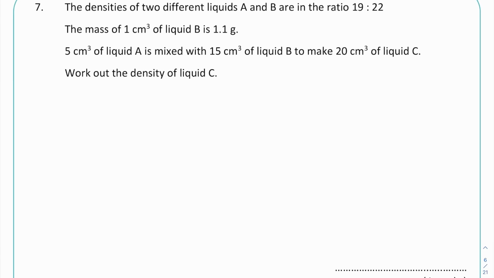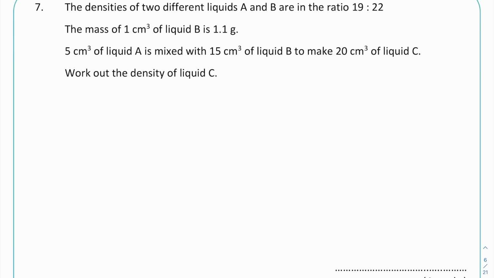Okay, so this says the densities of two different liquids, A and B, are in the ratio 19 to 22. The mass of 1 centimetre cubed of liquid B is 1.1. 5 centimetre cubed of liquid A is mixed with 15 centimetre cubed of liquid B to make 20 centimetre cubed of liquid C. And it wants us to work out the density of liquid C.